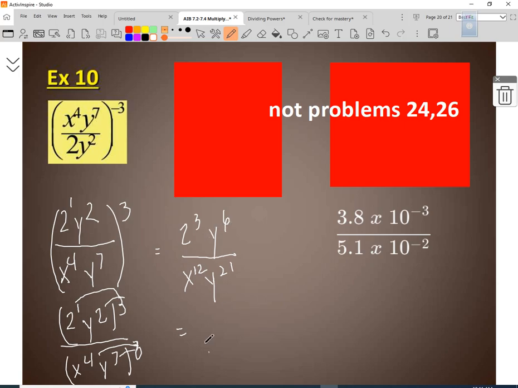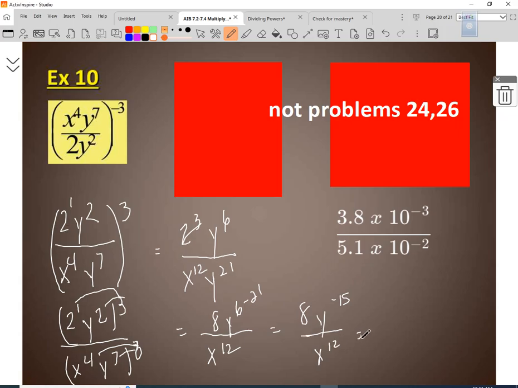So what's 2 to the third power? 2 to the third power is 8, and we're going to do y to the 6th minus 21st. Remember, it's always top divided by bottom, so it's top minus bottom, or use your shortcut, and that's x to the 12th there. Now, I'm going to simplify 8 y to the negative 15th over x to the 12th.